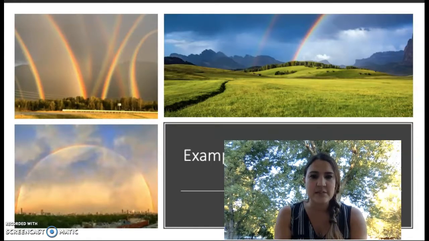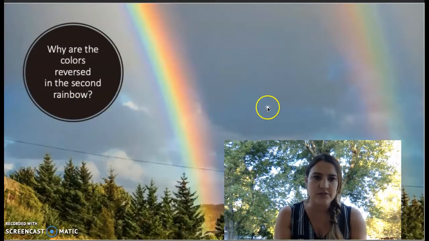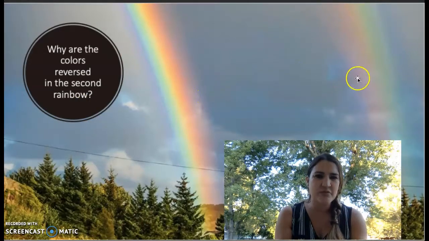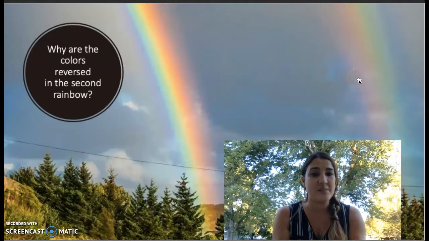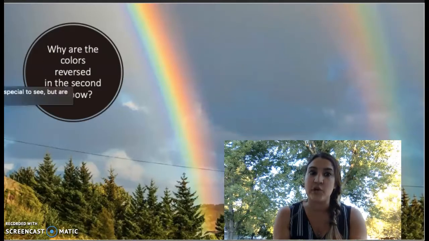Now here are some examples of some double rainbows. And one of the things I'd like to point out, and here's a closer image, is why is it reversed? Start thinking about that. Why is it reversed? Is it because there's a mirror? Or is there a scientific explanation?